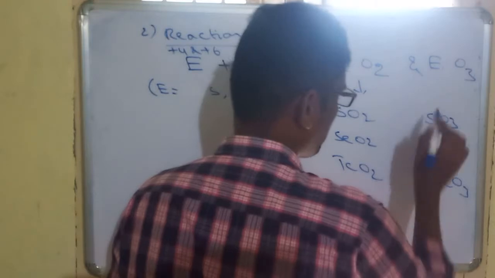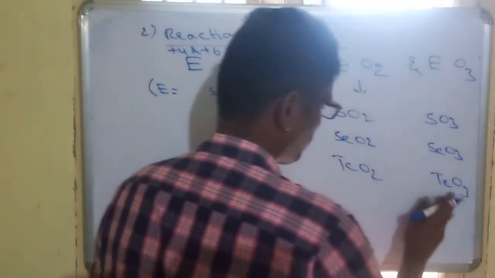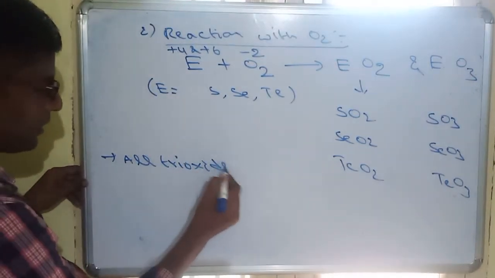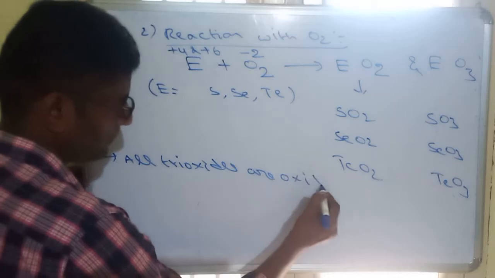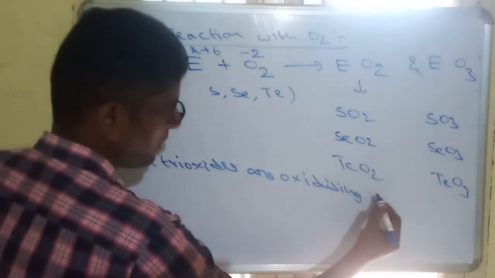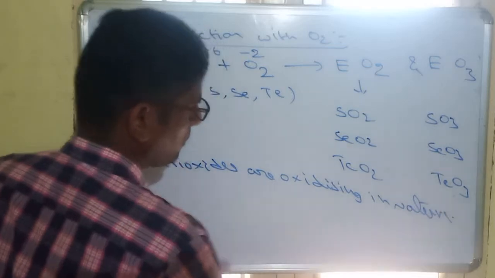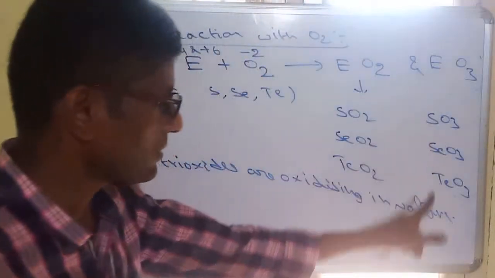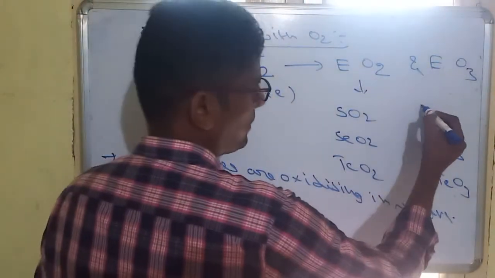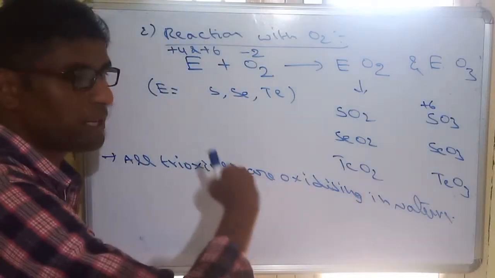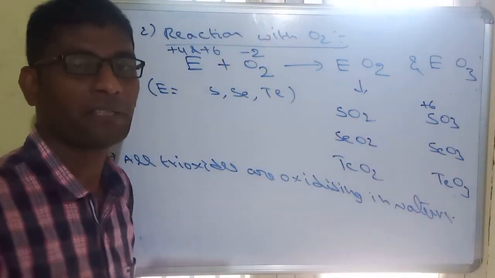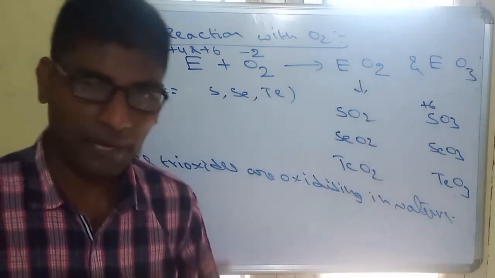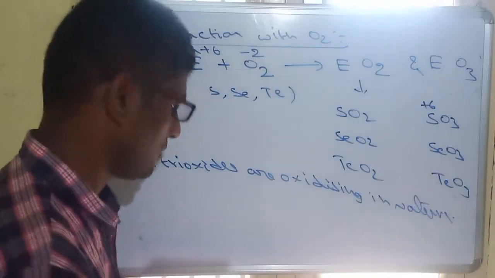All these trioxides are oxidizing in nature. SO3 is an oxidizing agent, SeO3 is oxidizing, TeO3 is oxidizing. All trioxides are oxidizing because here the oxidation number will be +6. If the oxidation number is high, that will be an oxidizing agent. Remember the simple definition: when oxidation number is high, that will be an oxidizing agent.